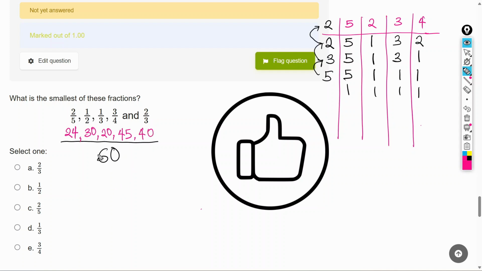So the smallest is the one with the smallest number, 20 out of 60, which is 1 out of 3.